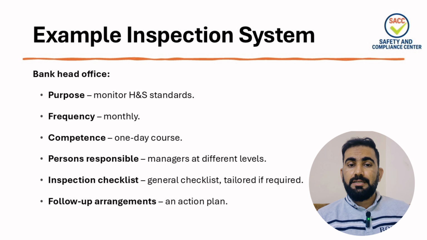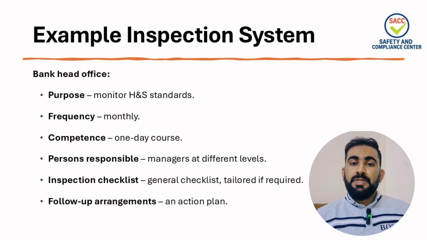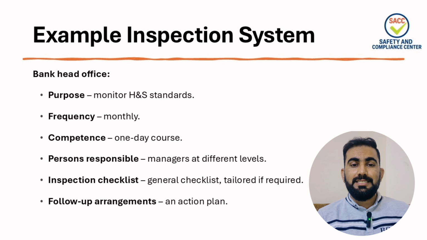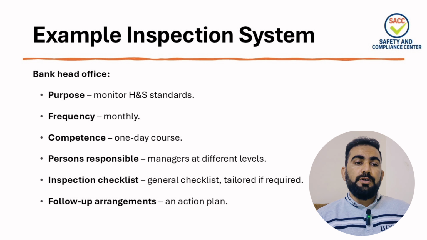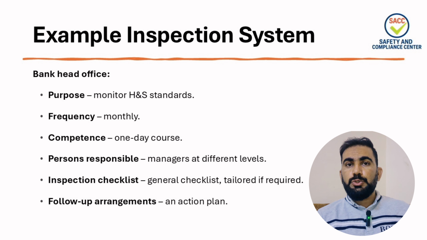An example of an inspection system at a bank head office might have the purpose of monitoring the health and safety standards. The inspections could be done monthly, with managers at different levels responsible for carrying them out. These managers should have at least a one-day training course to be competent. A general inspection checklist would be used and adjusted if needed. Any issues found during the inspection would be addressed through a clear action plan as part of the follow-up.